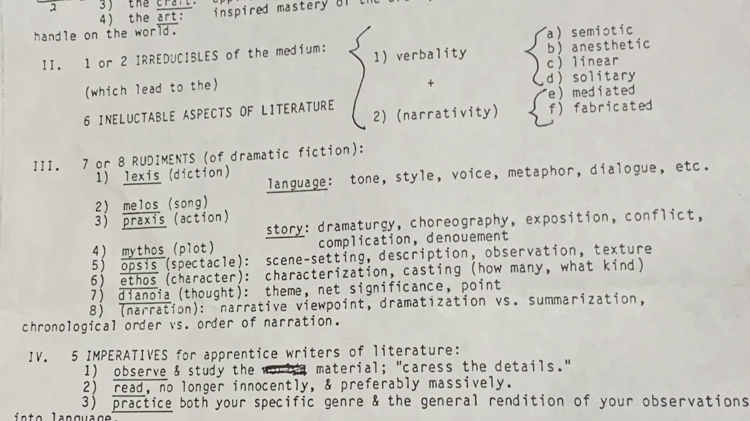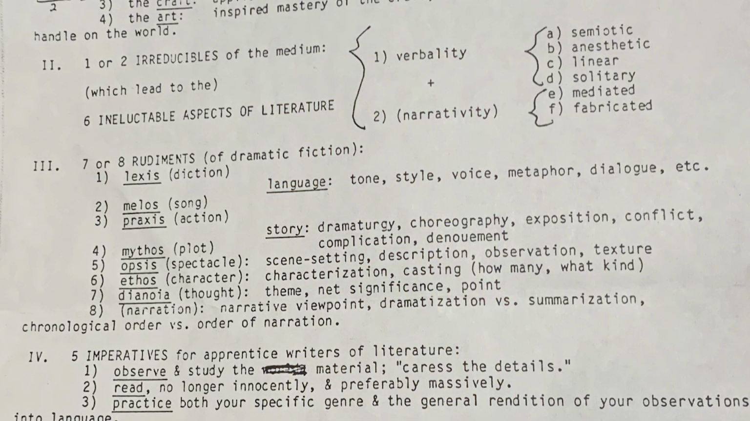C, linear, the idea of the story moving forward. D, solitary, the word engaging the reader as the reader is alone. E, mediated, how are verbality and narrativity handled? What means are they handled with, as opposed to F, fabricated, how the story is made up. Part 3 of the bare bones of literature in general from John Barth, and fiction in particular.